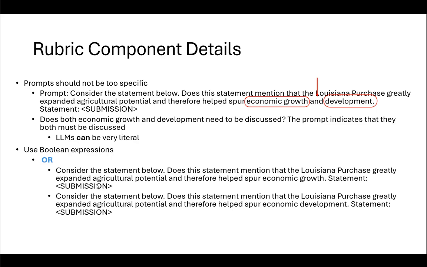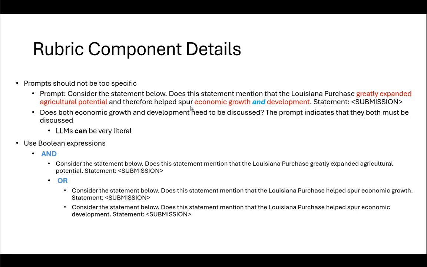Even this is a little bit confusing because we have two concepts here. One is greatly expanded agricultural potential, and the other one is this economic issue. Right? So we have this economic growth and development, and that this was from agriculture. So we really should further subdivide it into an "and." Does the statement say that the agricultural potential was expanded, and something about economic development? So now we have this Boolean like this.